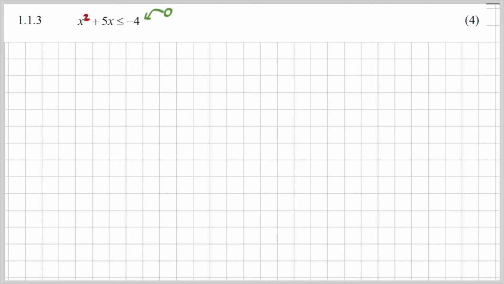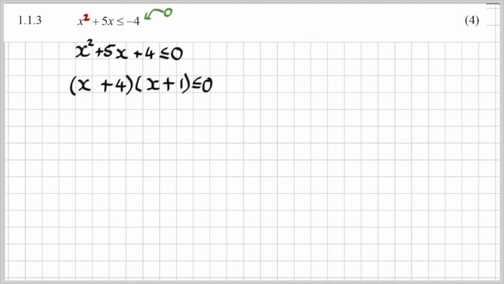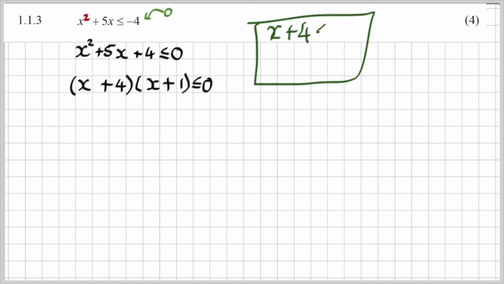It's quadratic, so I need equal to naught. So transposing that -4, I'm sitting with a beautiful quadratic inequality. So I'm going to factorize x plus 4 and x plus 1. But now, what do my students do? Well, a lot of them go and do this. x plus 1 and x plus 4 smaller or equal to naught. And then they solve. And they get 2 out of 4, if they are lucky.